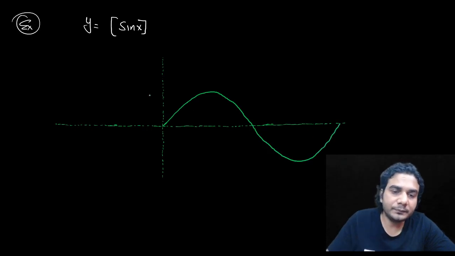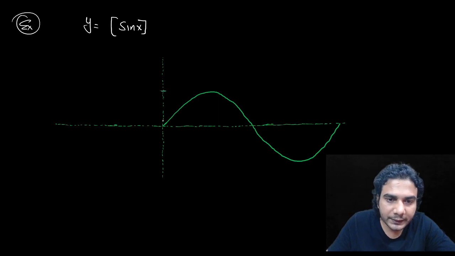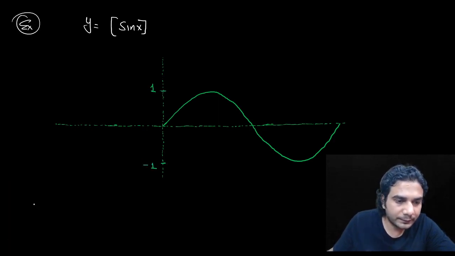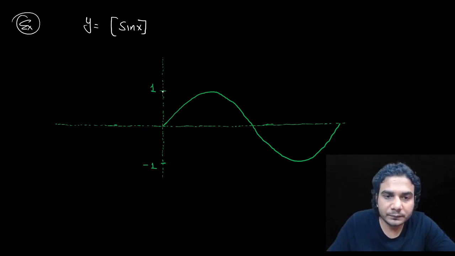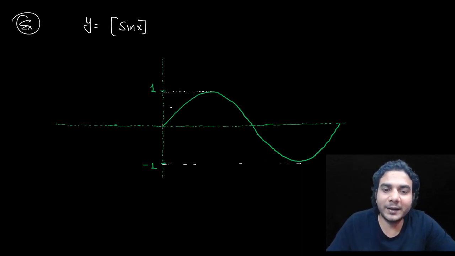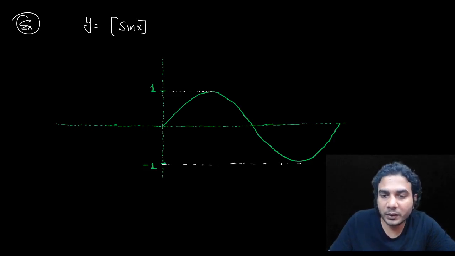All right? So now say this is 1, and this is minus 1, all right? And zero. Actually, the whole graph lies between 1 and minus 1, okay? So now there's no other line you need to plot. You have got the horizontal lines. This peak is minus 1.